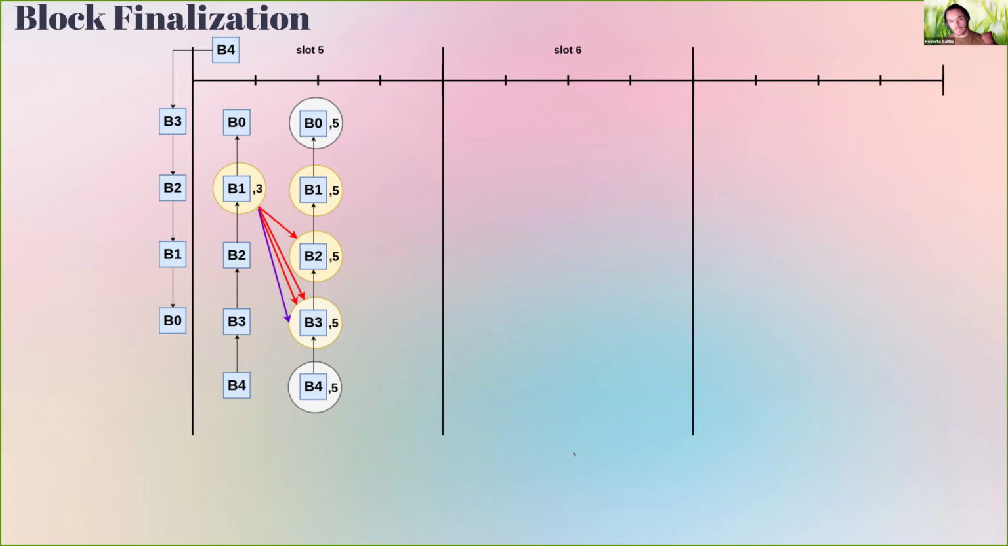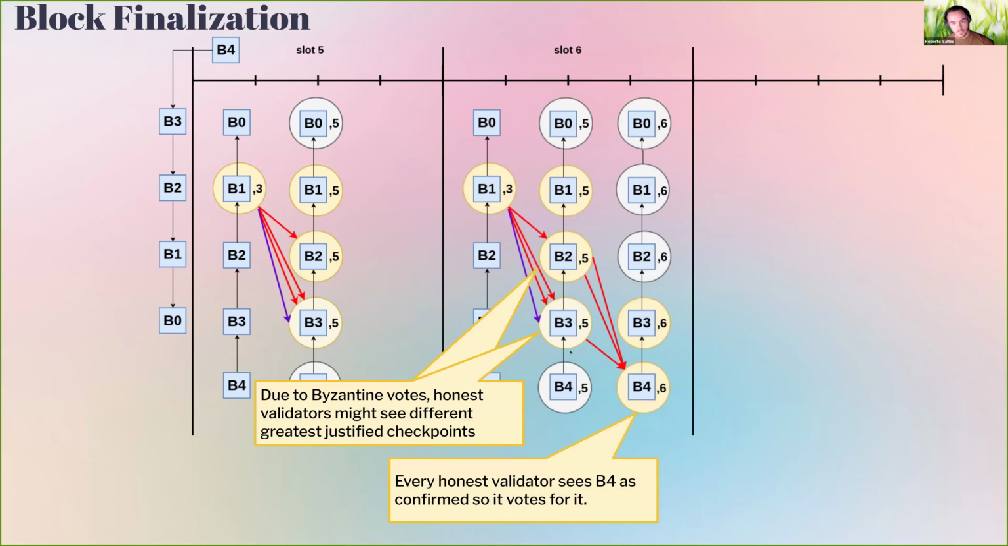What this means is that when you progress to the next slot, the FFG votes, that is the second set of FFG votes, might have different sources, because the source used by an honest validator is the greatest justified checkpoint that they see. But as I said before, this potentially can be different because of the existence of the Byzantine vote.